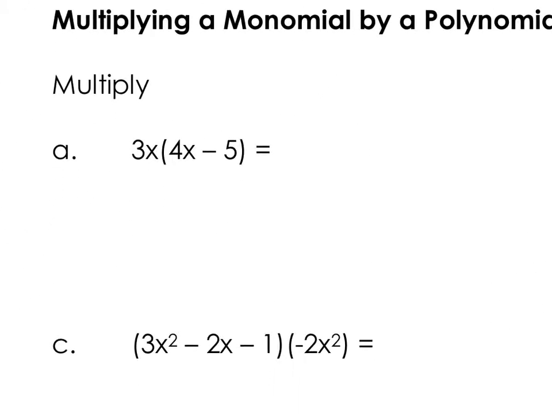How do you multiply a monomial times a polynomial? You just use the distributive property. So 3x times 4x is 12x squared, minus 3x times minus 5 is minus 15x.